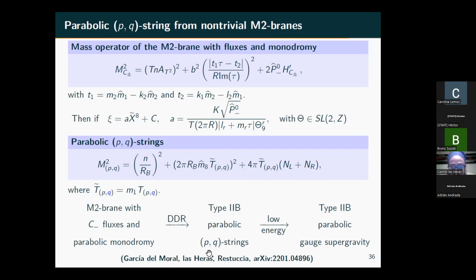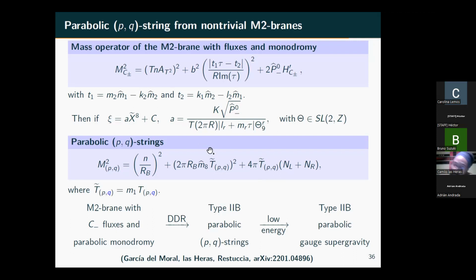This parabolic PQ string was obtained by considering a compactification on a twisted torus of F theory. F theory is a theory that I mentioned at the beginning of the talk that can be understood as a non-perturbative limit of type 2B. And it is a compactification on a twisted torus of F theory.